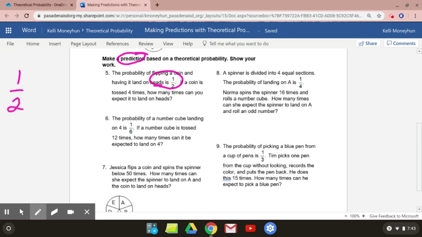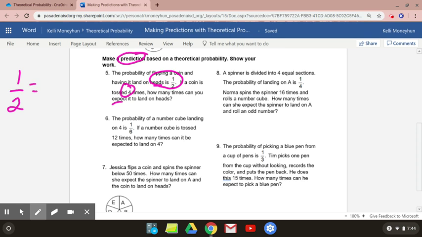That is our theoretical probability. Write it down. If a coin is tossed 4 times, how many times can you expect it to land on heads? Okay, this word expect means prediction, in case you didn't listen or read the thing before. Expect means to predict, okay? So step 1, theoretical probability. They gave that to me. Hallelujah.